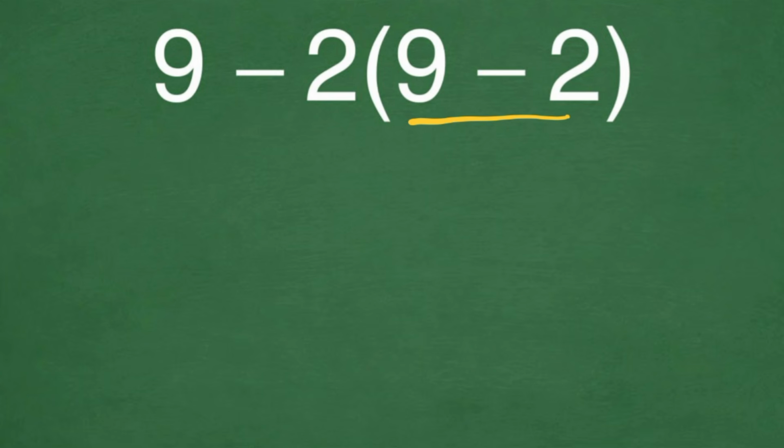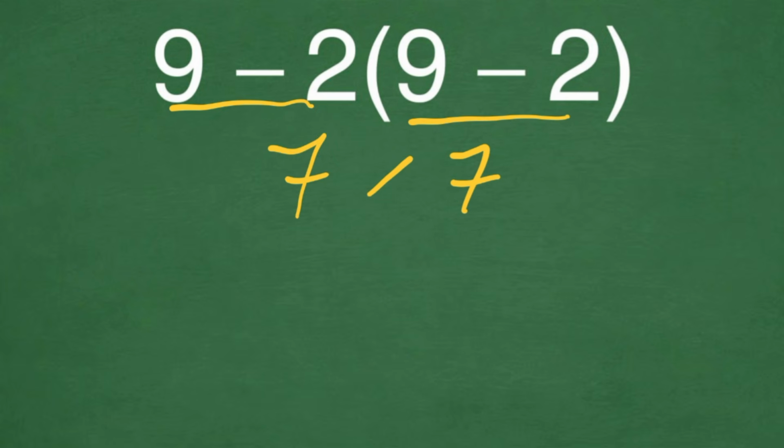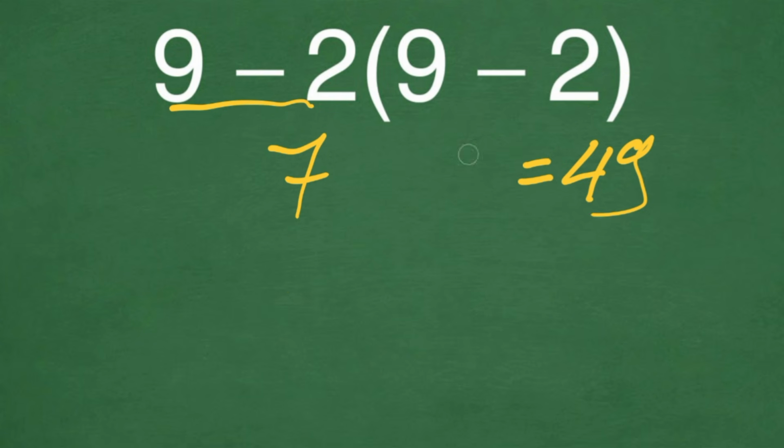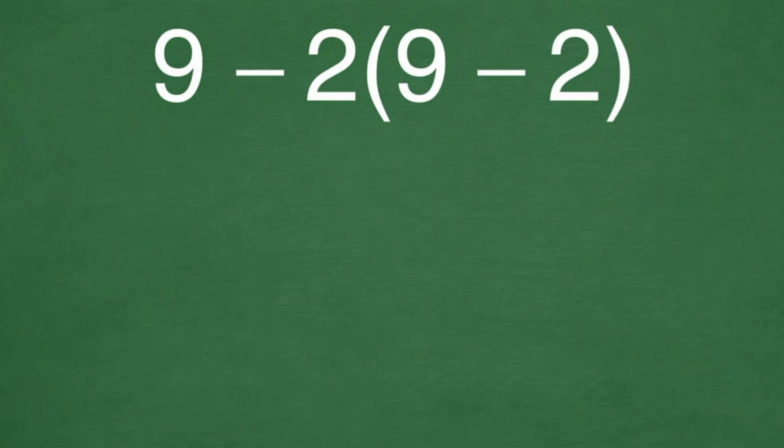9 minus 2 gives us 7. And again, 9 minus 2 gives us 7. And 7 times 7 is equal to 49. But this answer is wrong, because according to the order of operation, which is PEMDAS, I'm going to write here the term.